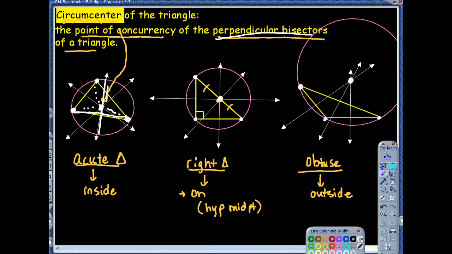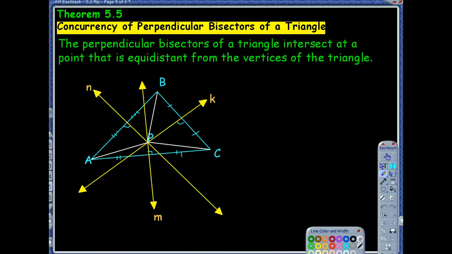So this theorem that I'm about to show you is not necessarily a brand new theorem. This says it's the concurrency of perpendicular bisectors of a triangle. And it just says that the perpendicular bisectors of a triangle intersect at a point that is equidistant from the vertices of that triangle. And the reason why I said it's not really that much different than what we've learned is because this kind of sounds a little bit like the perpendicular bisector theorem. It does. But it's not the exact same thing, because there's more to it.